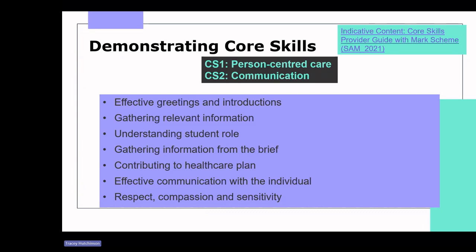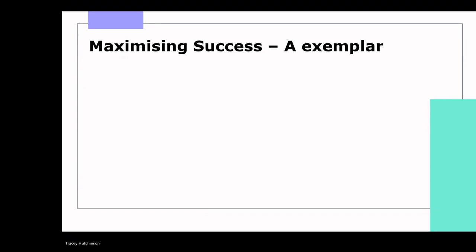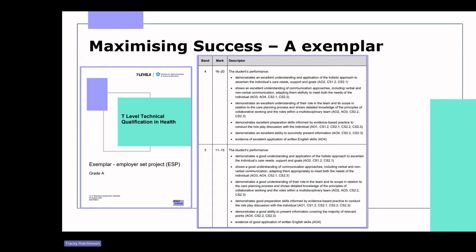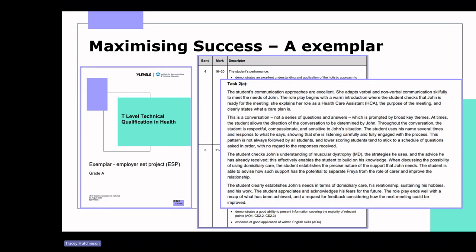These points cover the essential aspects of conducting a discussion and gathering information effectively while respecting professional boundaries and the individual's rights and preferences. Now we're going to explore how to maximise student success using the Autumn 23 Grade A exemplar alongside the descriptors for Band 3 and 4 marking criteria and the examiner commentary for the task to highlight key areas that can maximise success.